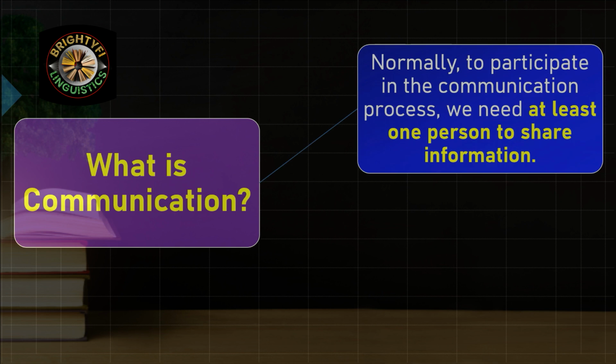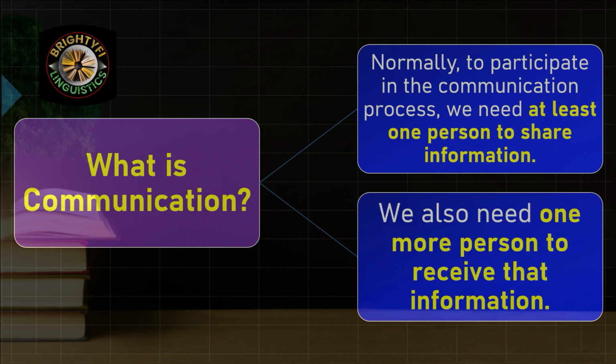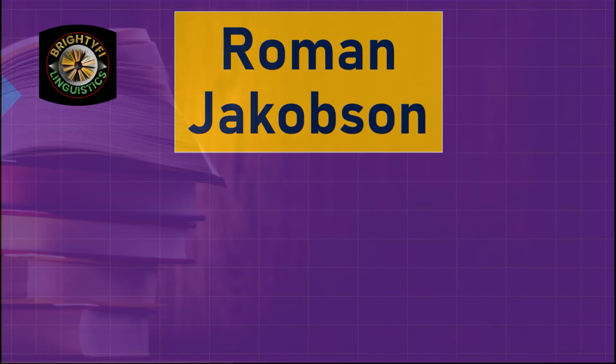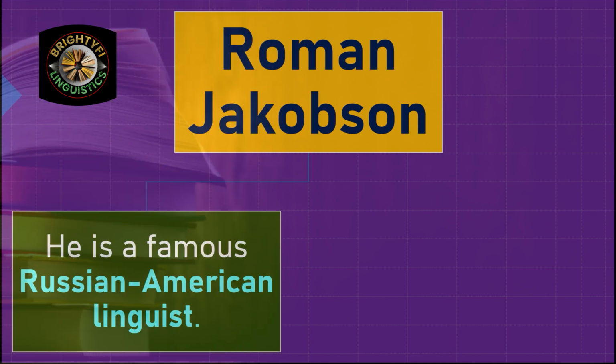We have some more ideas about communication. Normally, to participate in the communication process, we need at least one person to share information. We also need one more person to receive that information. So for communication to be successful, we need at least two persons to impart and to receive the information. Keeping this in view, let's now talk about Roman Jakobson's ideas about the functions of language.